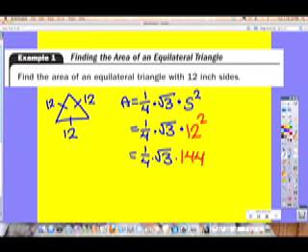So grab your calculators and do 144 divided by 4. 36, we agree? Alright, so for your final answer, don't forget the square root of 3. Final answer would be 36 square root of 3. Now we're finding area, and it said inches right here. So 36 square root of 3 inches squared. Did I lose anybody on that?